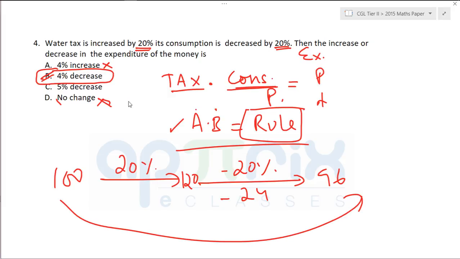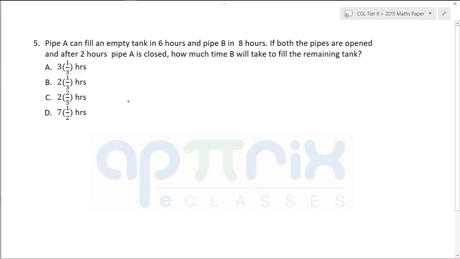Fine, moving to the next question now. Alright, tell me the answer for this question. Pipe A can fill an empty tank in 6 hours and pipe B can fill in 8 hours. If both the pipes are opened and after 2 hours pipe A is closed, then how much time B will take to fill the remaining tank?